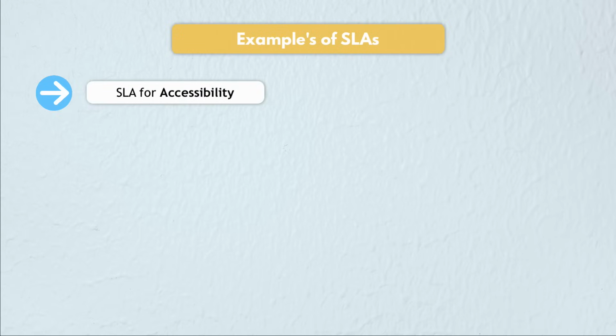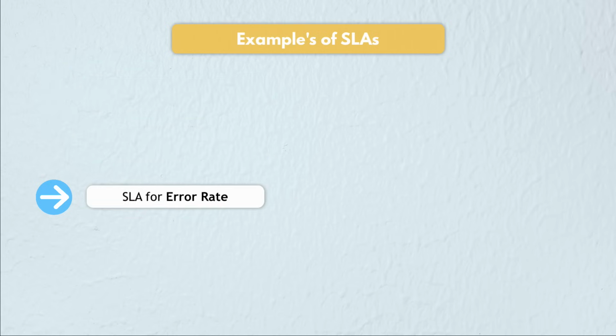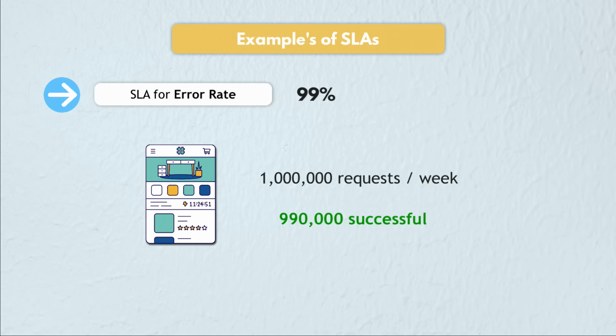And you can actually define multiple such agreements or SLAs, not just the accessibility or availability of the system, but also things like application response time or an error rate and so on. For example, if you have an application that serves 1 million requests a week with 99% SLA, you define that 990,000 of those requests will be successful.